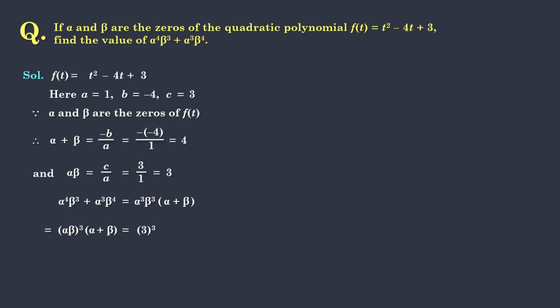Since the product of alpha and beta is 3, its cube becomes 27. Now multiply 27 by the sum of alpha and beta, which is 4. 27 multiplied by 4 gives 108. Therefore, the final value is 108.